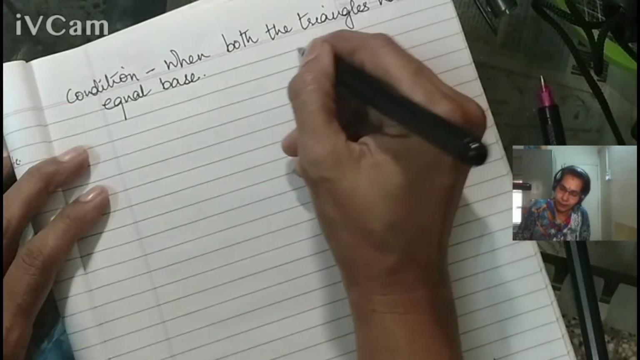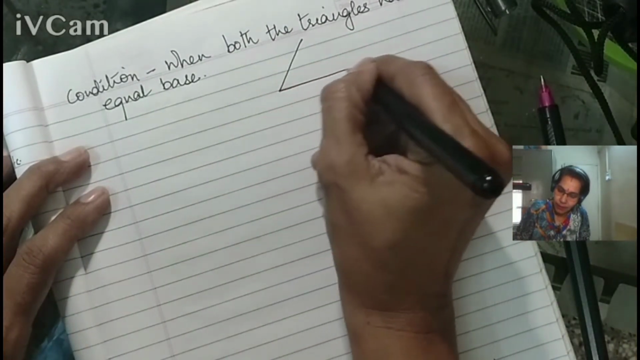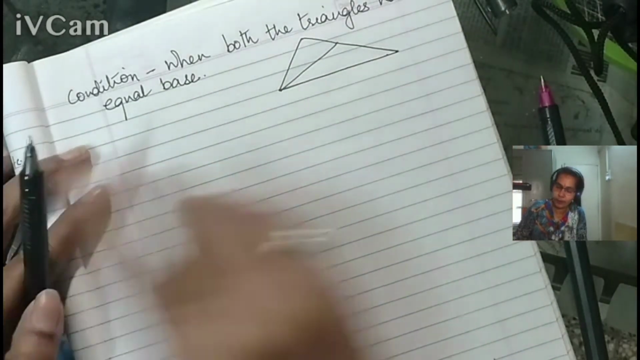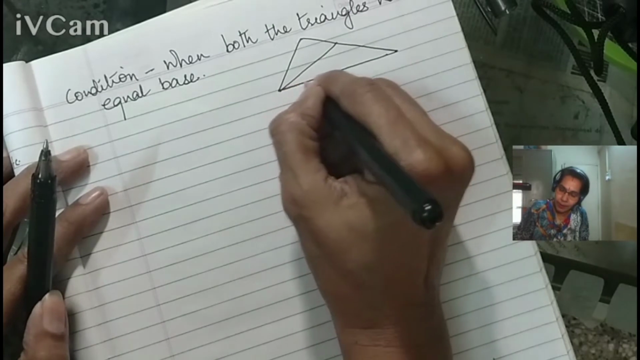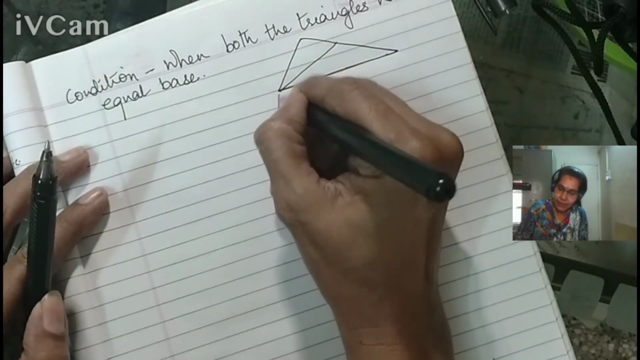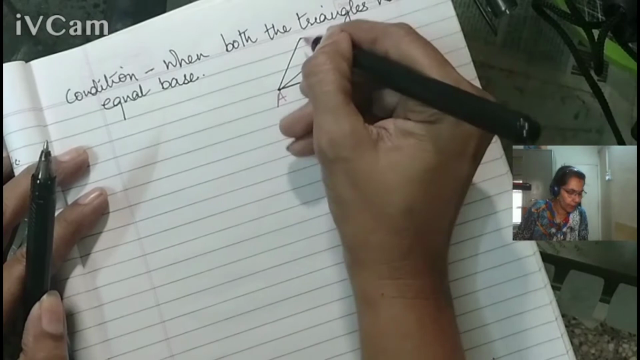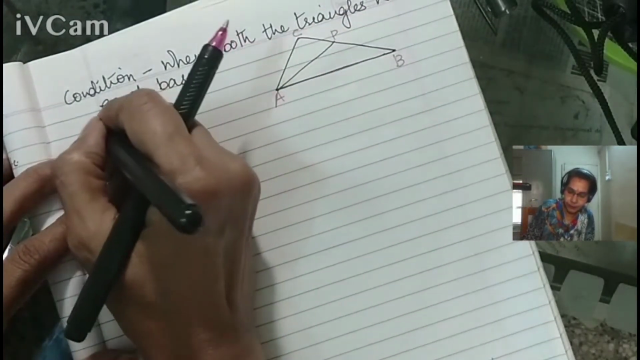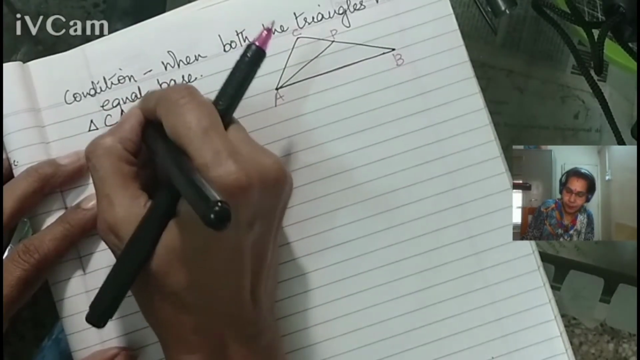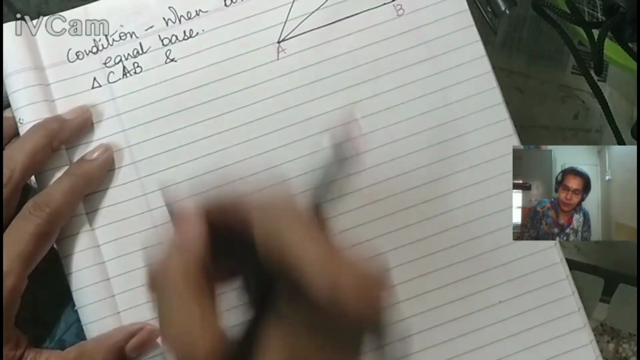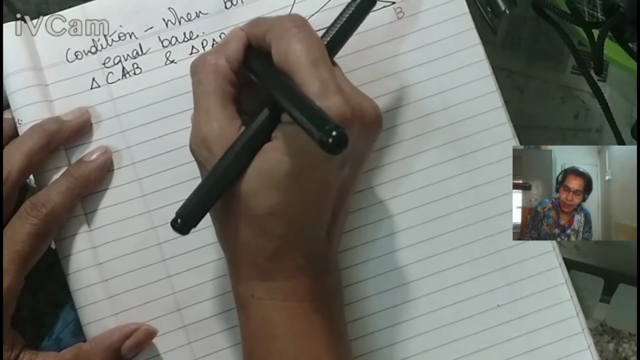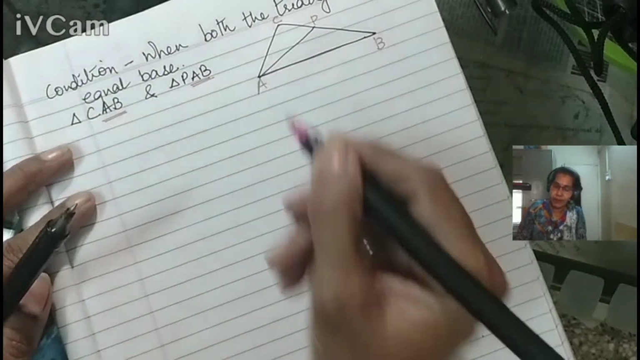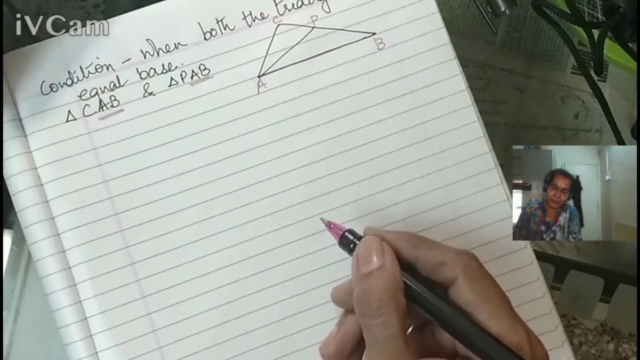We'll draw a figure so as to understand the concept. Look at the base. The base is AB. And we have two triangles, triangle CAB and triangle PAB. As I told you, AB is the base or the leg.